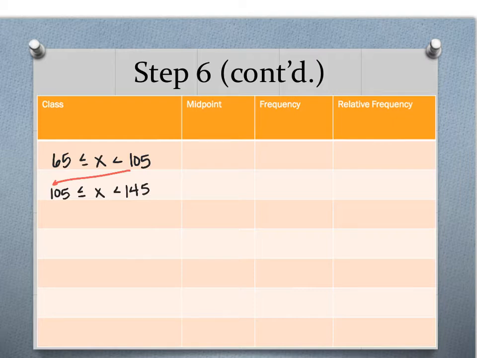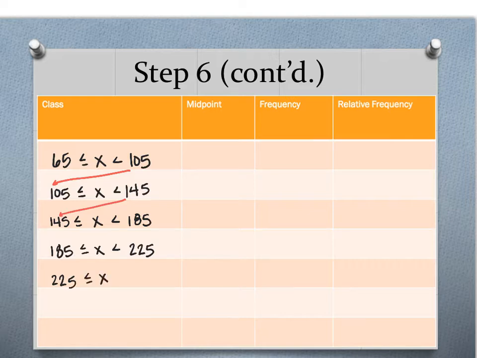Do the same process, bring the upper bound to the next class. So this will be 145 up to 185. Next class would be 185 up to 225. Then 225 up to 265.